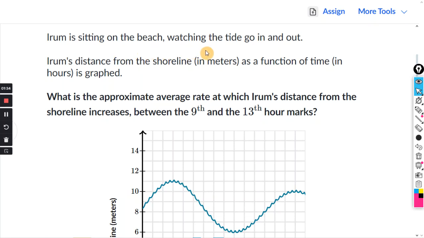Iram is sitting on the beach watching the tide go in and out. His distance from the shoreline in meters as a function of time is graphed. What is the average rate of change for his distance from the shoreline increases between the 9th and 13th hour?